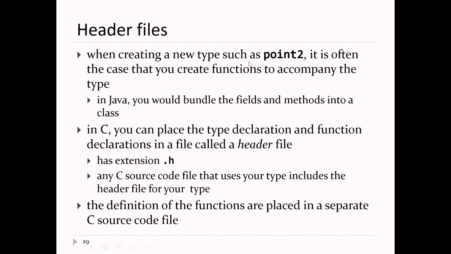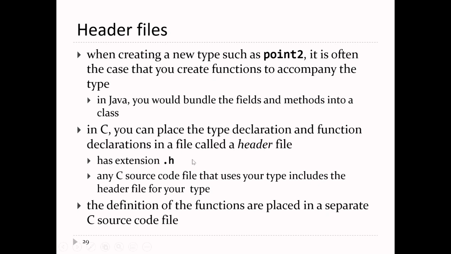So when you create a new type, such as point2, it's often the case that you want to create functions to accompany the type. Now, what do you do in an object-oriented programming language? You make a class. You put the fields, the coordinates of the point, inside the class. You put all the methods that operate on a point inside the class. So in Java, you would bundle up the fields and methods into a class. Now, there are no classes in C, so what do you do?